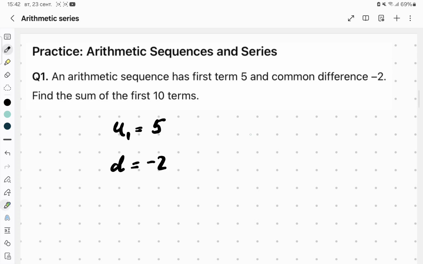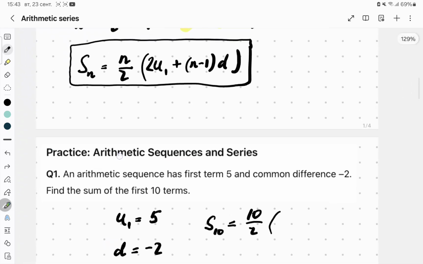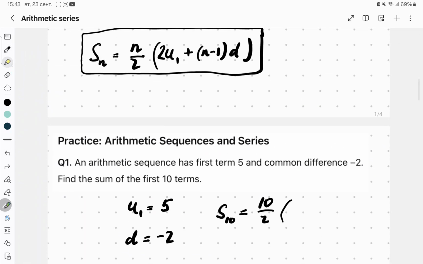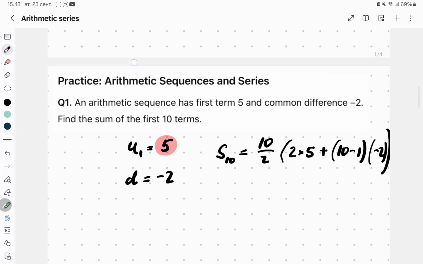If we plug everything inside the formula, we will get S10 is equal to n divided by 2, times 2u1, where u1 is 5. Let's use this formula. Let me use the colors to show how it works. So u1 is this one, and so 2 times 5 plus n minus 1, which is 10 minus 1, times the common difference -2. So let's calculate. 2 times 5 is 10.